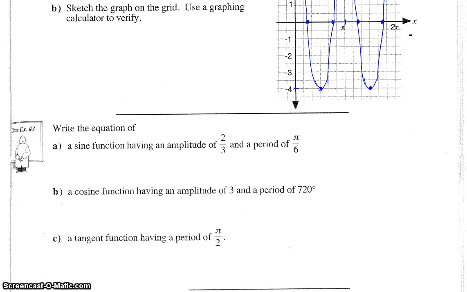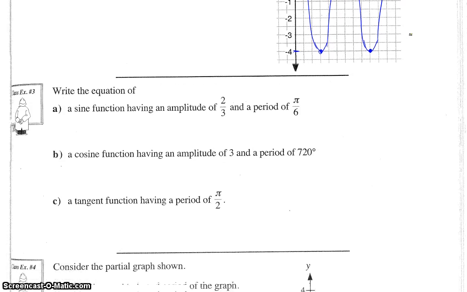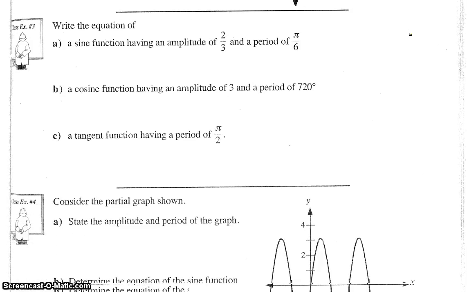Write the equation of a sine function having an amplitude of 2/3 and a period of pi over 6. Okay, so they're saying sine function, so we're going to be having y equals sine, and then possibly something in front of x. So we know the amplitude, we can put that in front of the whole sine function because amplitude is the absolute value of a. Okay, period though, that is not equal to our b value.